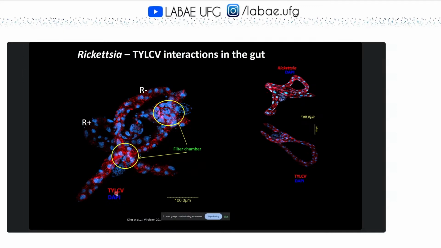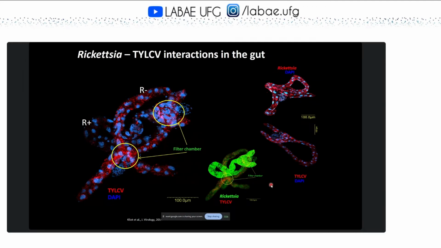So this one is infected with the virus, but not infected with Rickettsia. And this one is infected with Rickettsia, but no virus. Okay. And you can see here this is the same image, but now showing Rickettsia. So you can see high amounts of Rickettsia, less virus in the gut, and here you see high amounts of the virus, less Rickettsia, or no Rickettsia. So one of the conclusions was that there is some antagonistic relationship between Rickettsia and TYLCV in the gut.